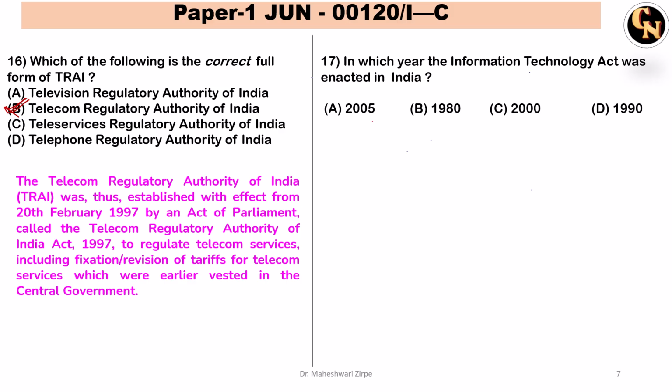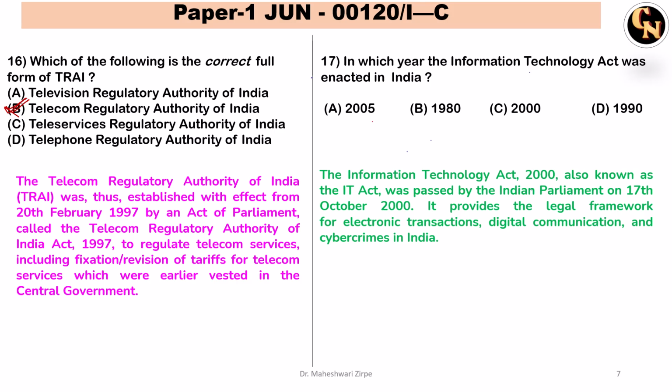Now next is, in which year was the Information Technology Act enacted in India? The Information Technology Act was introduced in 2000, on 17th October, passed by the Indian Parliament to provide the legal framework for electronic transactions, digital communications and cyber crimes in India. So option C is the correct option, 2000. This is easy to remember also, that the Information Technology Act was introduced in 2000.